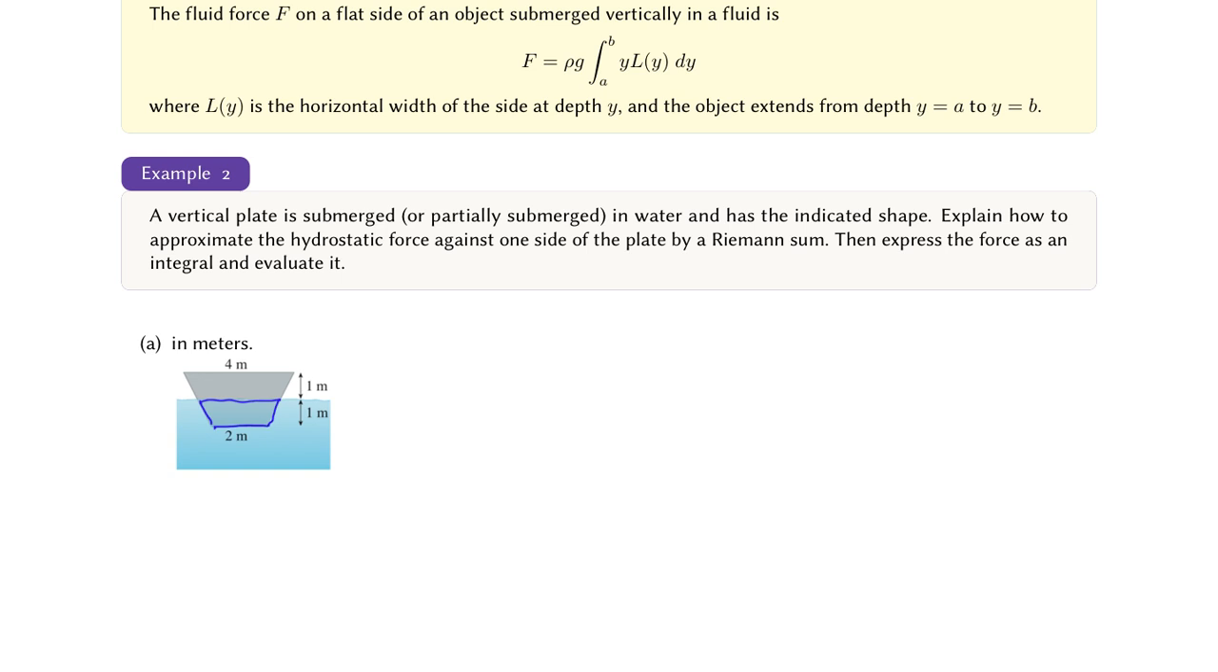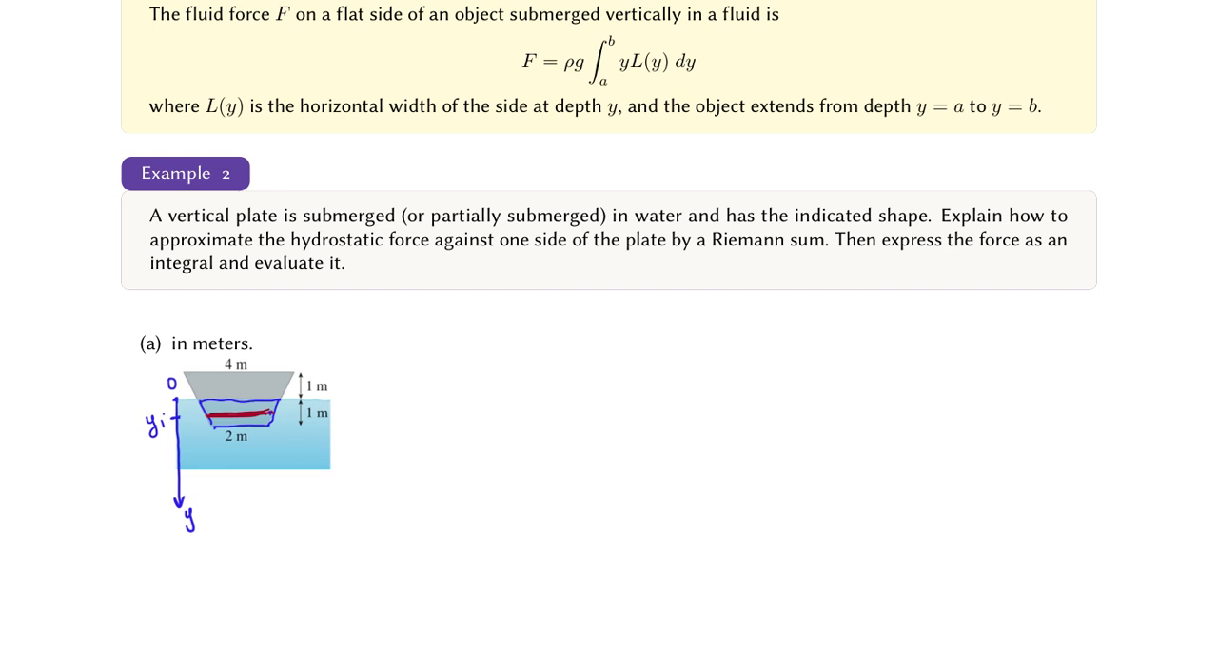We need to slice the thin plate horizontally so that any point on the slice has the same depth from the water level. We then position the coordinate axis so that y equals 0 is at the water level with the positive direction pointing down. The depth of the slice is yi.